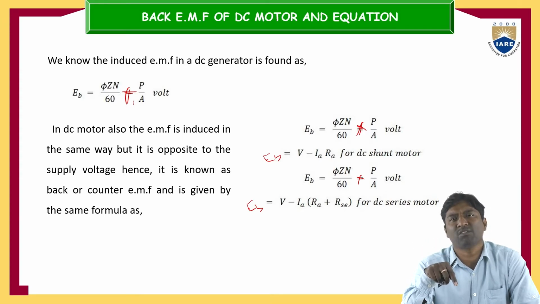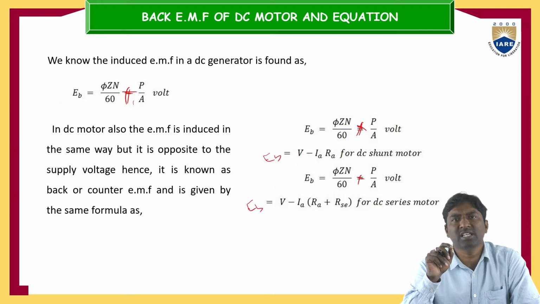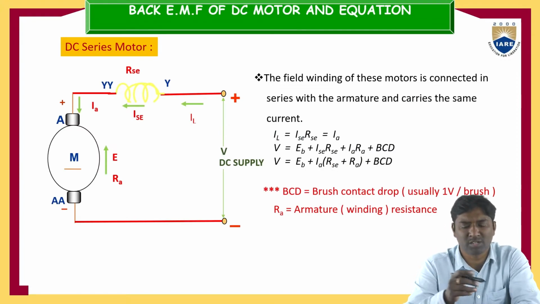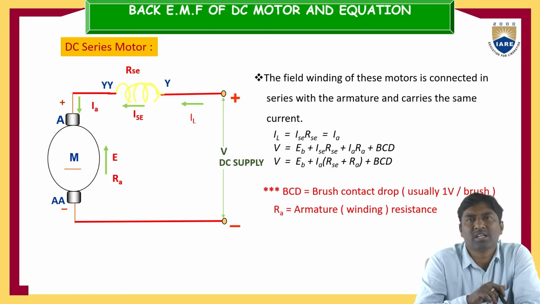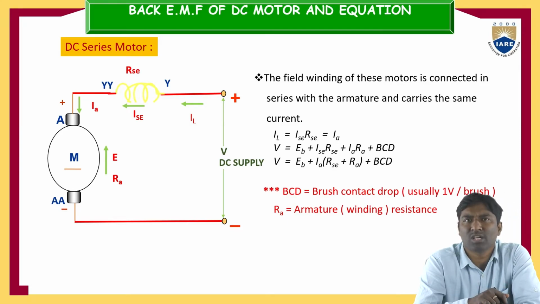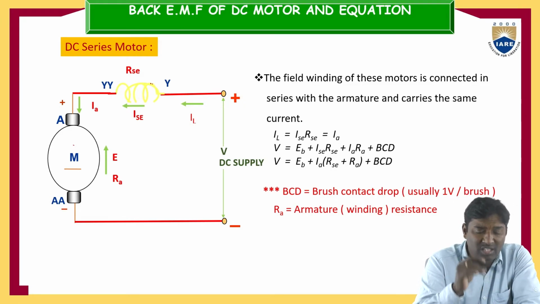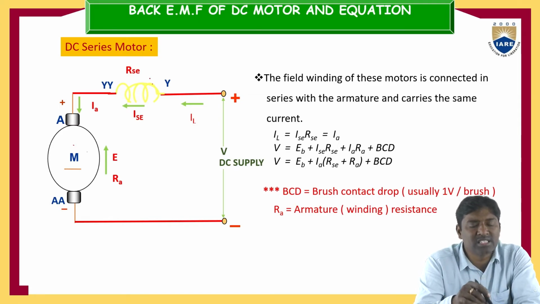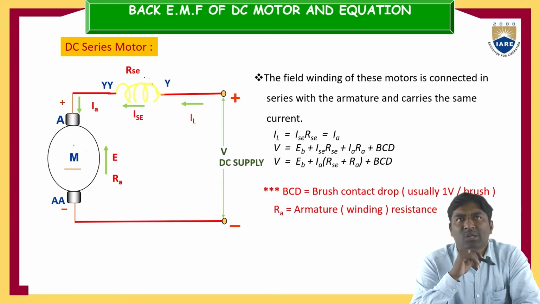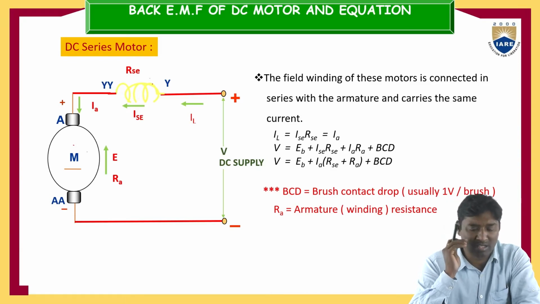Now we'll discuss the first, DC series motor. You can observe here, what is meant by DC series motor? In case of the self-excited DC motor, the armature winding is connected in series with the field winding. That is called a DC series motor.